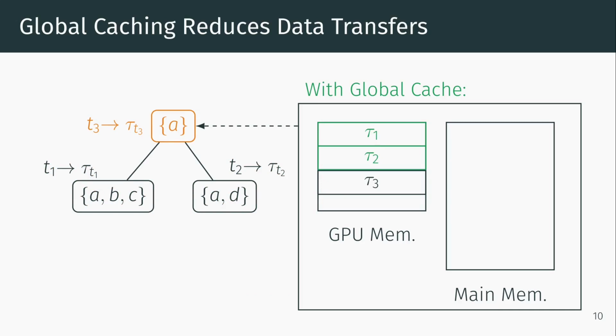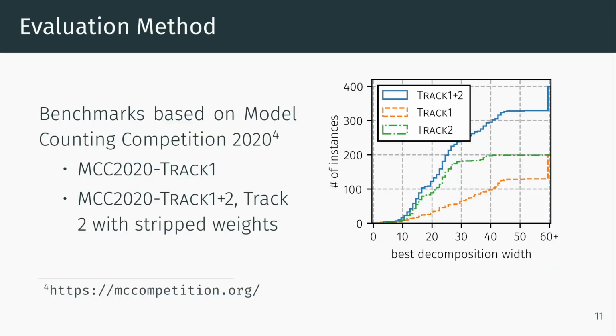Now in the join step, the predecessor results already reside in GPU memory, so we avoid this data transfer altogether. Only for outputting the final result, the table of the root node has to be transferred to main memory. So this would be the ideal case of avoiding all data transfers. But how does the addition of a caching scheme impact solver performance in practice?